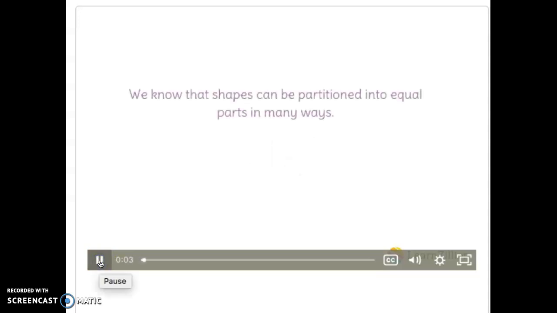We know that shapes can be partitioned into equal parts in many ways. Let's use what we know to solve a problem.